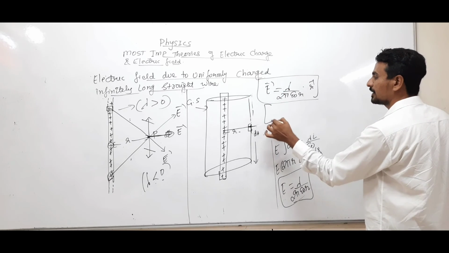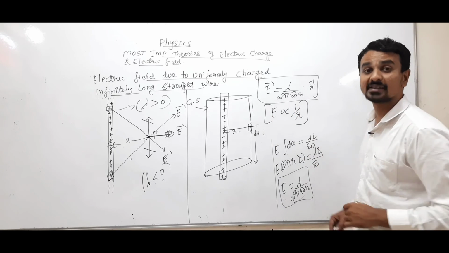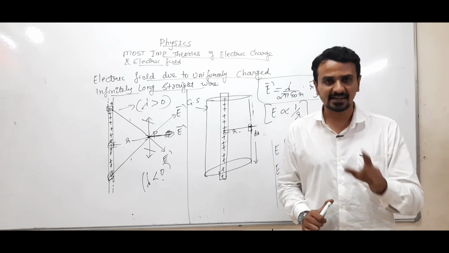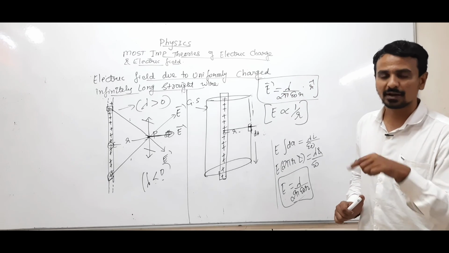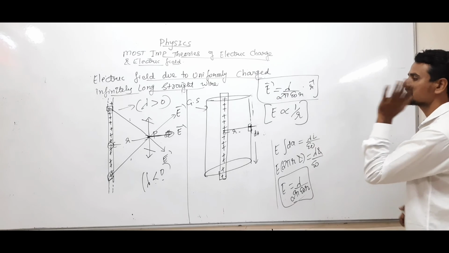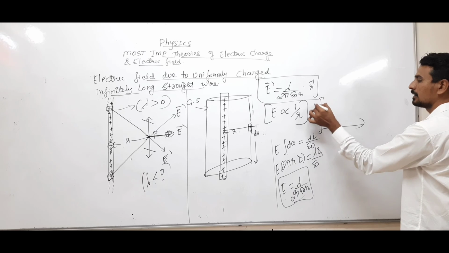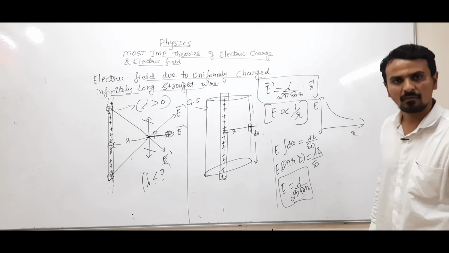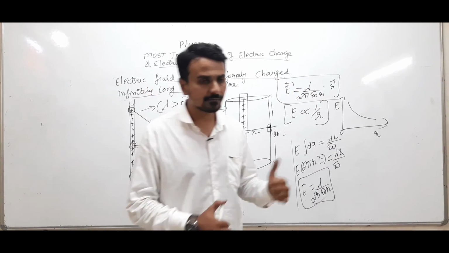One thing to be noted is that in this case the electric field is inversely proportional to r, and not to r square or r cube as in the case of a point charge or a dipole. In case of a point charge it was inversely proportional to r square. In case of a dipole, inversely proportional to r cube at far away distance. But here it is inversely proportional to r. So the graph will be a hyperbola.